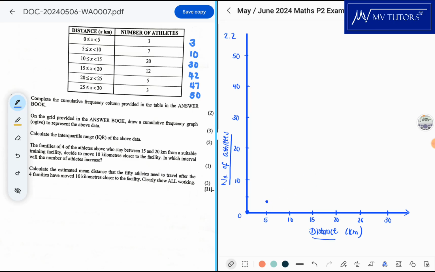Okay, at 5 we have 3. Please excuse me. At 5 we have 3. And then at 10 we have 10 because it needs to be cumulative. At 15 we have 30. Quite a rise there. And then at 20 we have 42, so this is 45, 42 somewhere there. And then at 25 we have 47. And then at 30 we have 50.